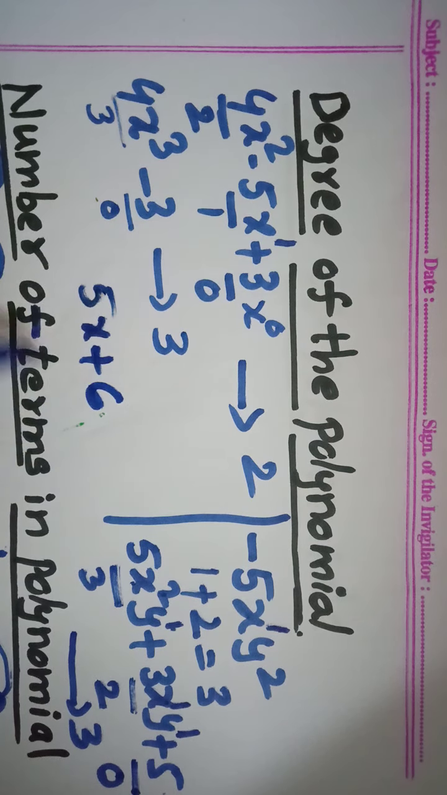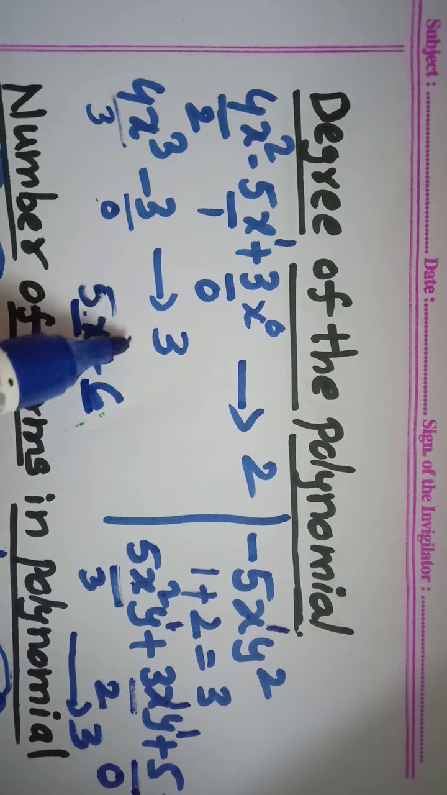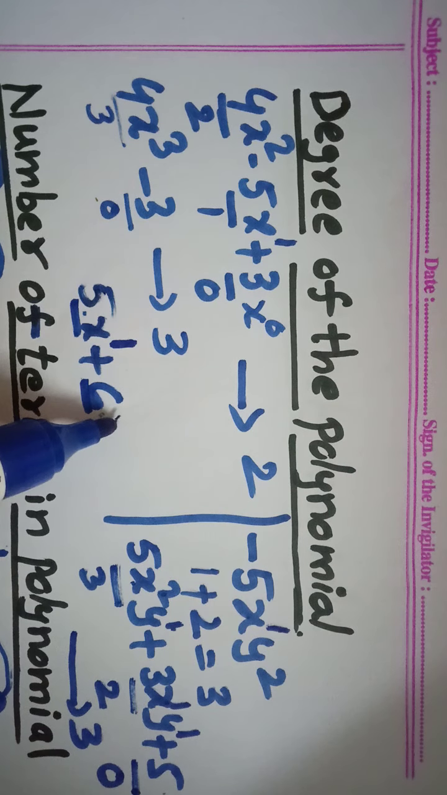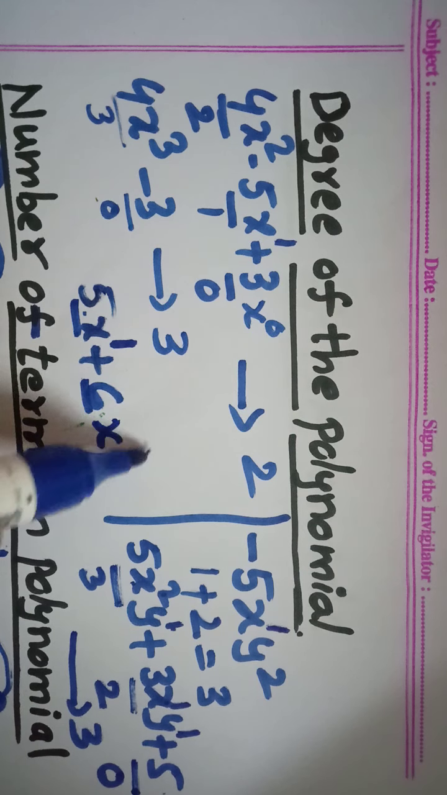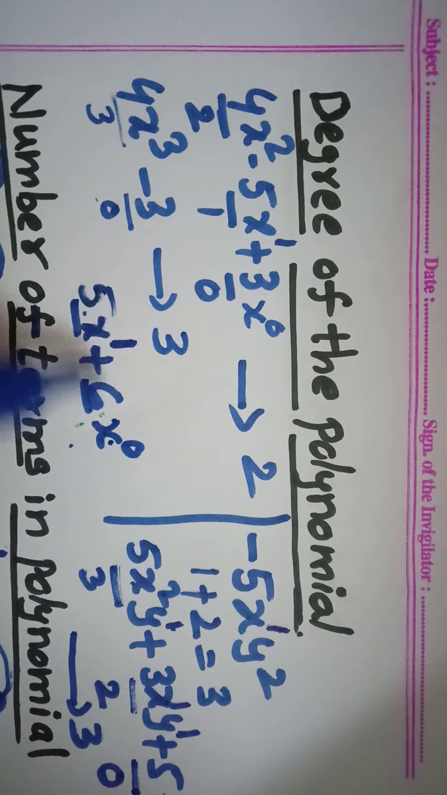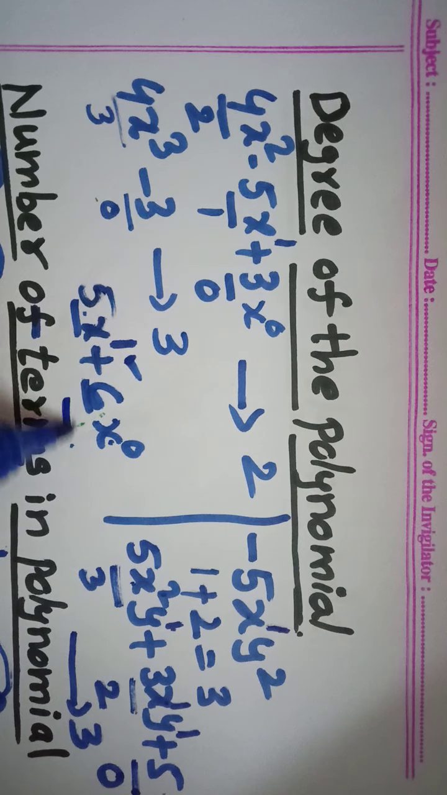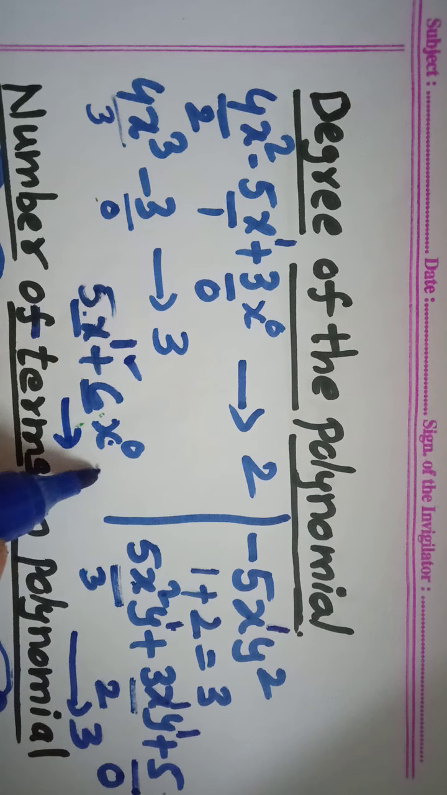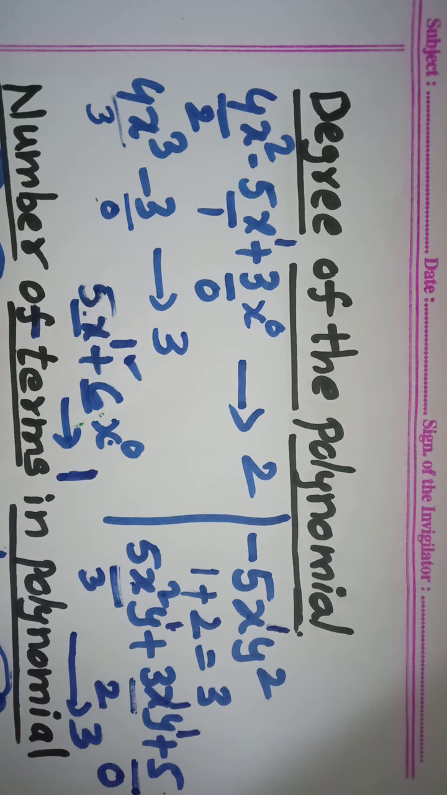5x plus 6 only. So it is also a polynomial, 5x plus 6. So here two terms are there. The first term has x power 1, the second term has x power 0, which means 0. So what is the highest degree in these two terms? Here degree 1 is the highest degree. So the degree of the polynomial is 1 only. If you find the degree of the polynomial, you can easily separate the types of polynomials.